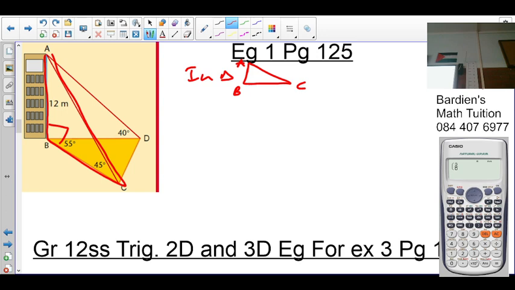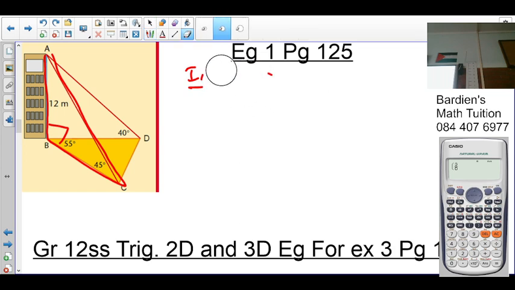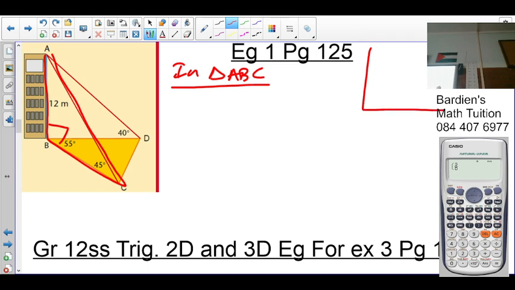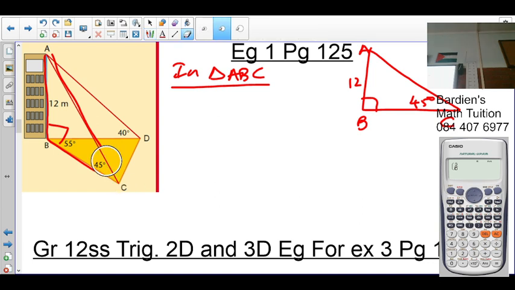So what can I fill in this triangle? I can fill in the 90, the 45 degrees, yes? And 12. Okay, I think I must put it a bit bigger now. So in triangle ABC, it's going to be 90 at B, and at A that is 12, 45. So what can I work out, people? I can actually work out BC. And that's what I want. Not so? So let's go.